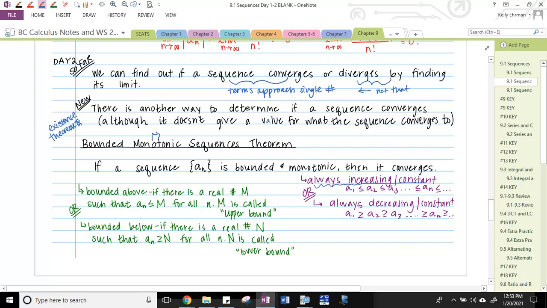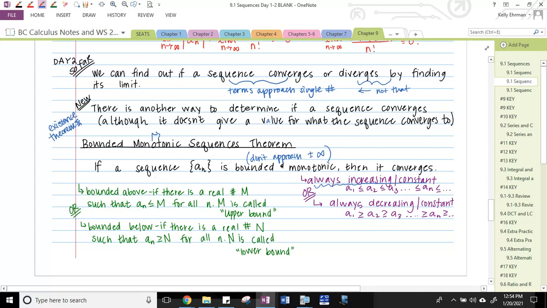Bounded just means that you have an upper bound and a lower bound. There are real limits: the highest number the sequence can reach is something, and the lowest number the sequence could reach is something. Meaning these sequences don't approach plus or minus infinity. So there's a ceiling and a floor, basically. We have an upper bound and a lower bound.